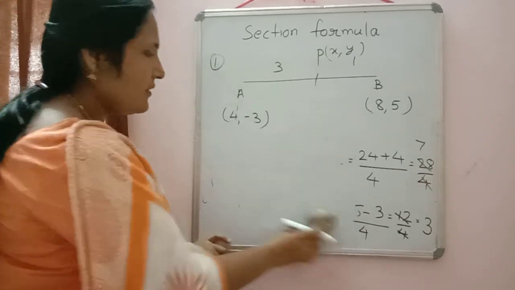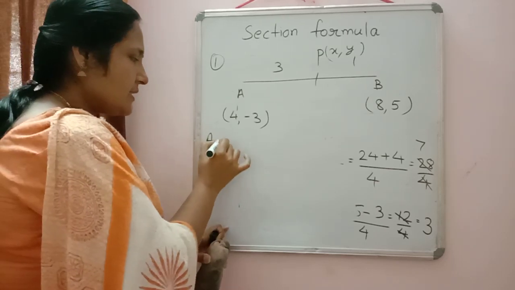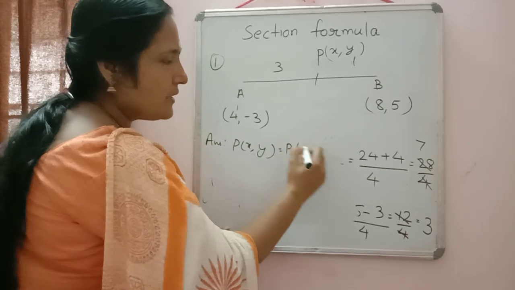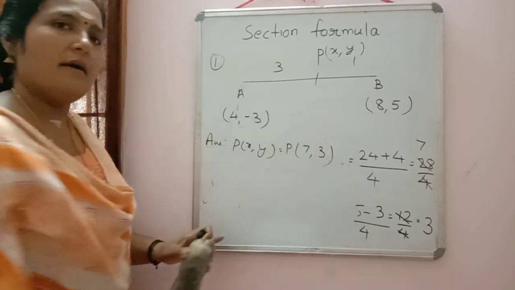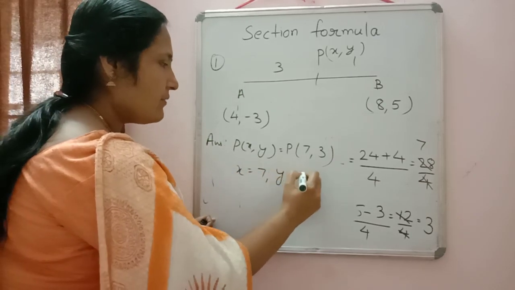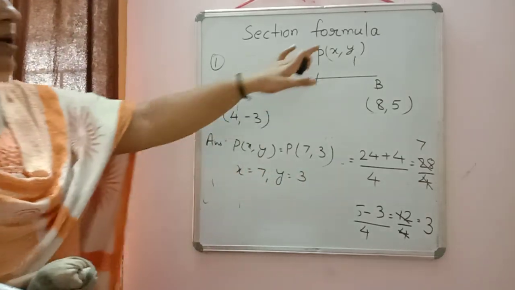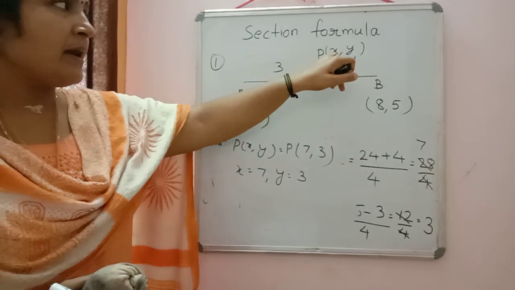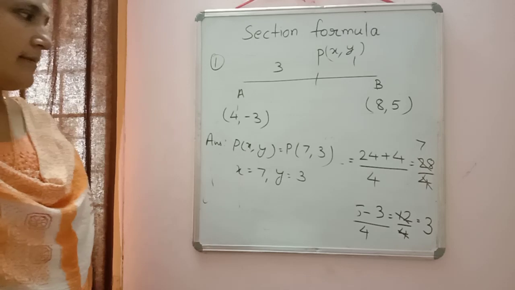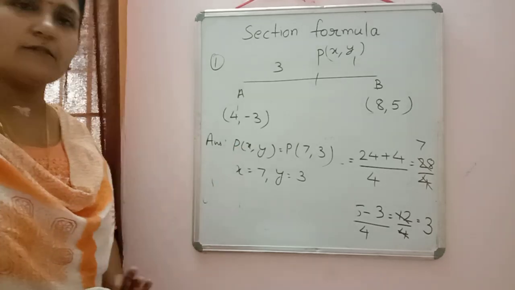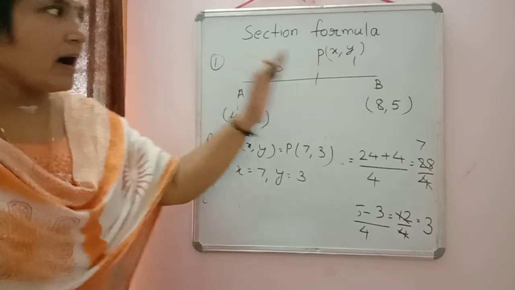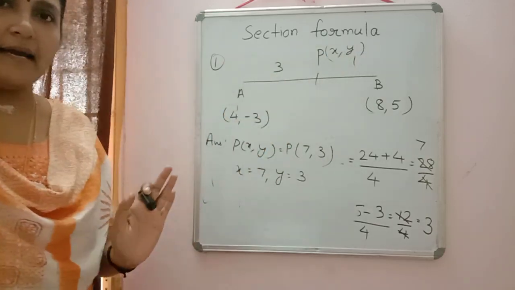The question was to find the coordinate of P. So you just write down the answer: P of x comma y is equal to P of 7 comma 3. Or simply you can write x is equal to 7 and y is equal to 3, because we already mentioned in the diagram that the x coordinate of P is x and the y coordinate of P is y. So either in this way or in this way you can write the answer. Is this clear, how to apply the section formula?